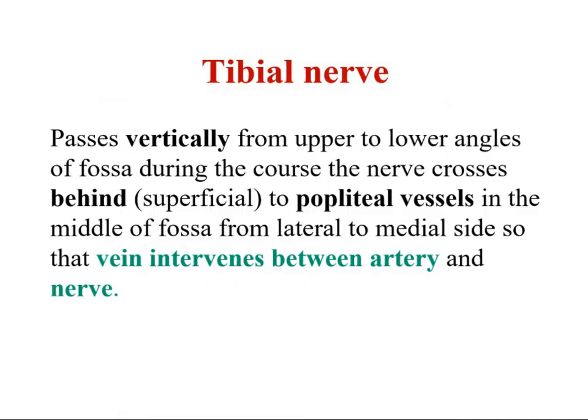Okay, so starting with the tibial nerve, it passes vertically from the upper to the lower angle of the fossa. During the course, the nerve crosses behind the popliteal vessels, or superficial to the vessels. In the middle of the fossa, from lateral to medial side, it is going obliquely, and the vein intervenes between the artery and the nerve. ठीक है, तो सबसे ऊपर आपकी नर्व हो गई, देन आपकी वेन हो गई, एंड देन inferior most आपकी जो होगी that would be your popliteal artery.